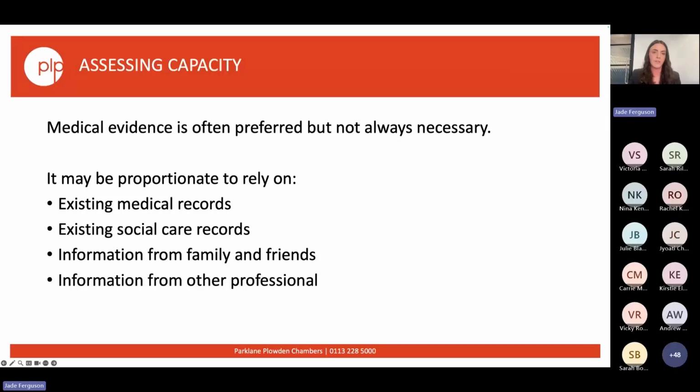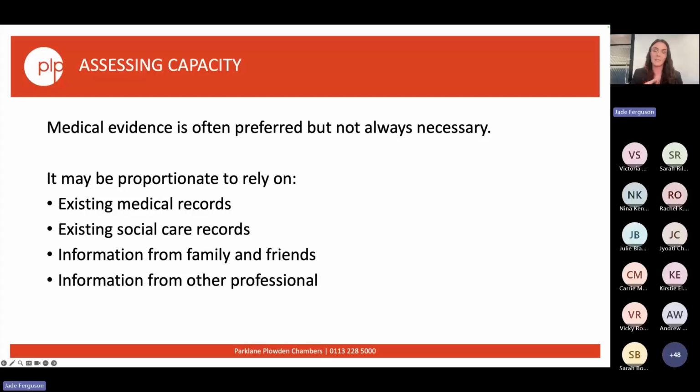Another route to exploring capacity without seeking an expert report would be to seek some records from the local authority, any social care records. You'll find that quite often, particularly if you've got a claimant that's in a care home, the local authority social services will have carried out some kind of capacity assessment of their own. So if you request that, you should be able to receive a copy, and that might save you going down your own route of expert evidence.